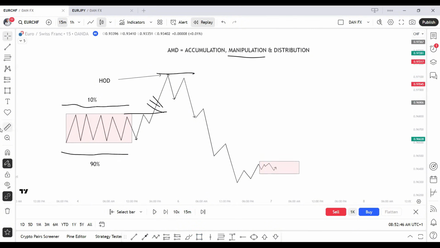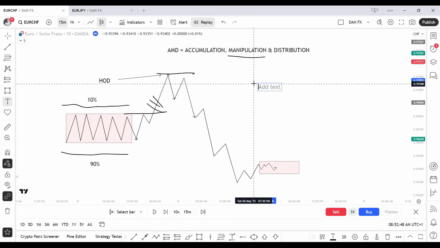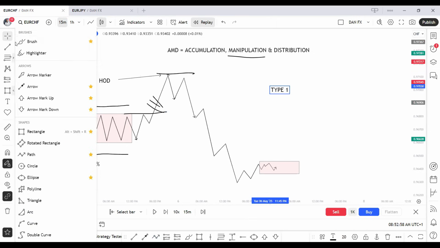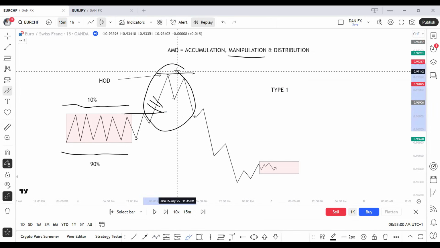All right. So this is the type 1 London pattern. This is type 1. Let me type this thing well. All right, so this is type 1 London pattern. This happens during the London session. So this entire move happens during London session.